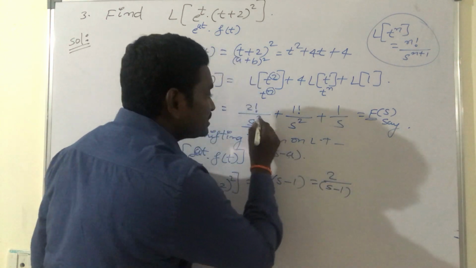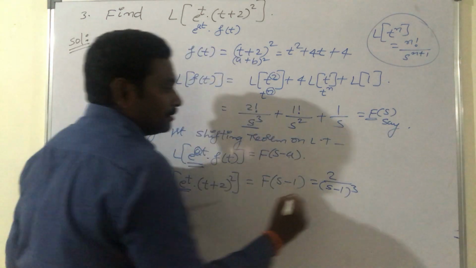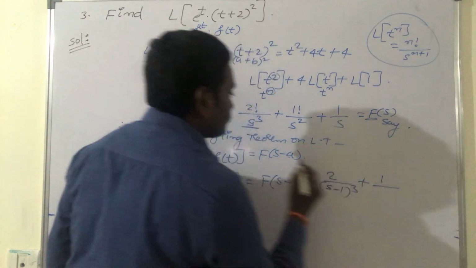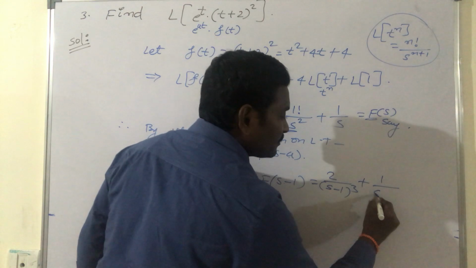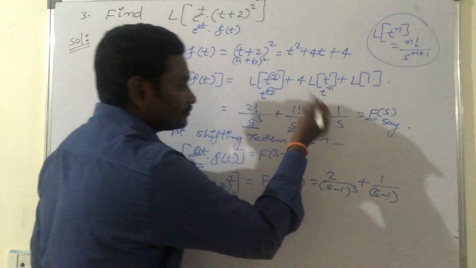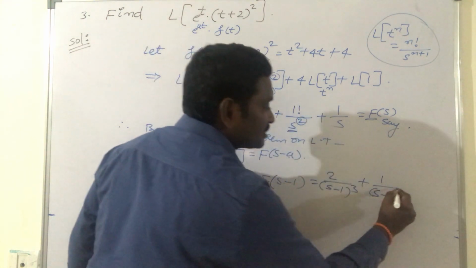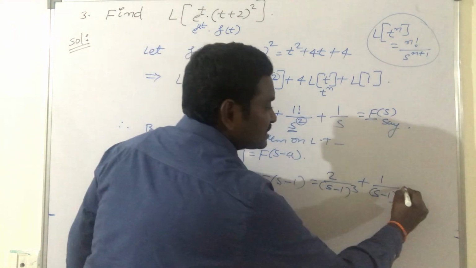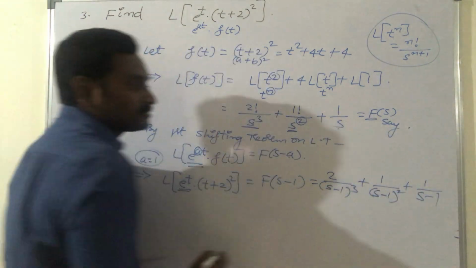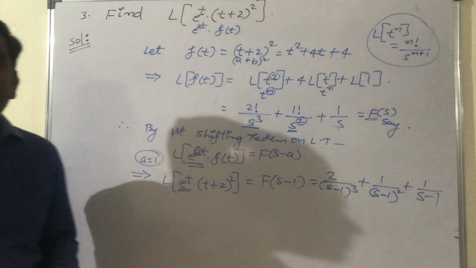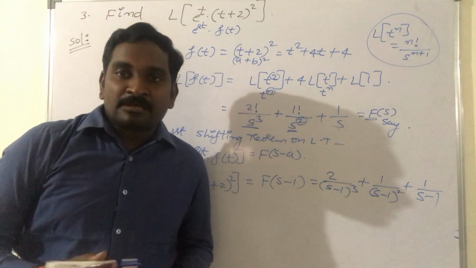But already cube is there. Don't forget it. Plus 1 by 1 factorial means 1. Here we have again s, replace it by s minus 1. Already we have square here, that's why don't forget the square. Plus 1 by s is there, that's why replace it by 1 by s minus 1. This is the result. Okay, I will give you another problem.